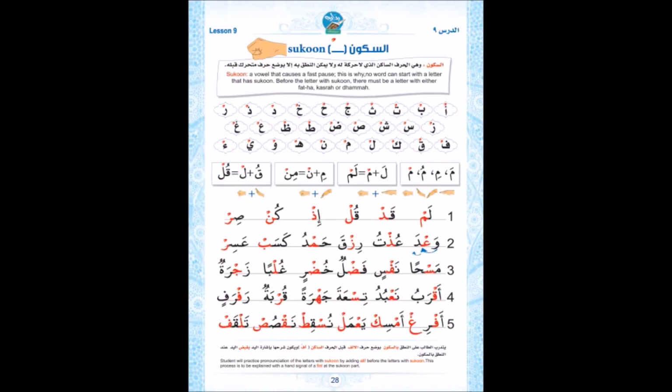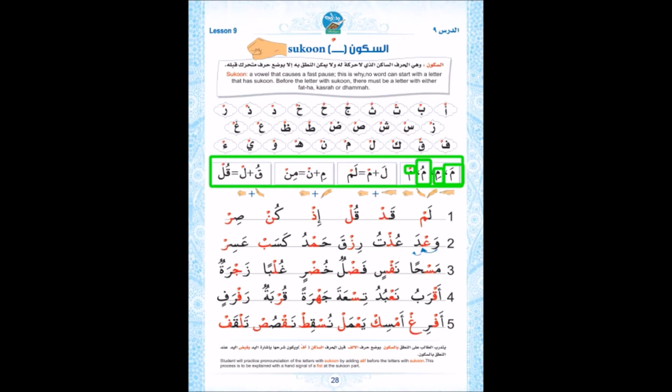Moving on to the teacher's explanation boxes in the middle of this page. We have 4 boxes, each with a different letter. The first box has mim with fatha, then kasra, then dhamma, and then finally sukun. And the sukun is drawn in red because it's the focus of this lesson.